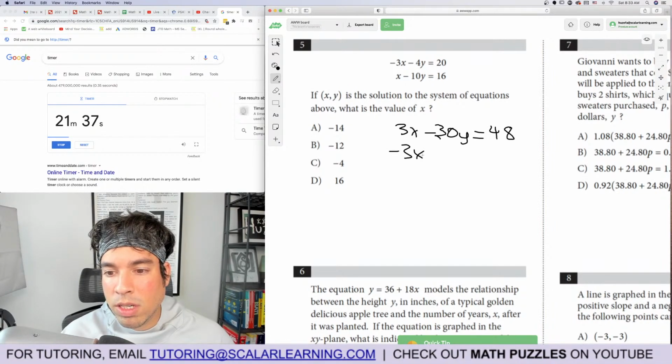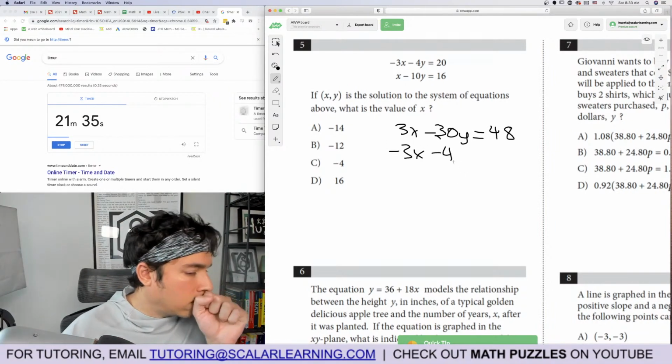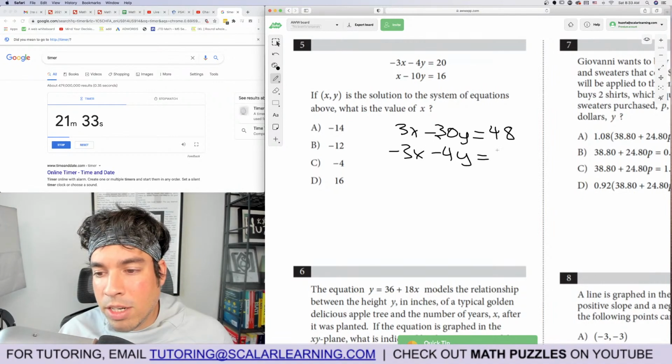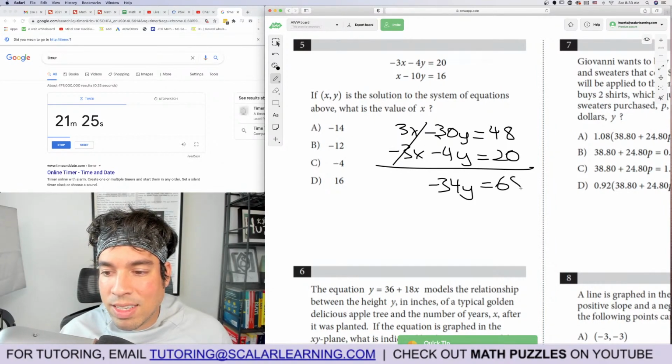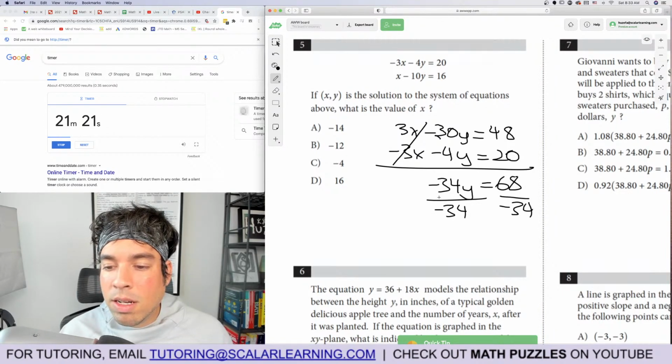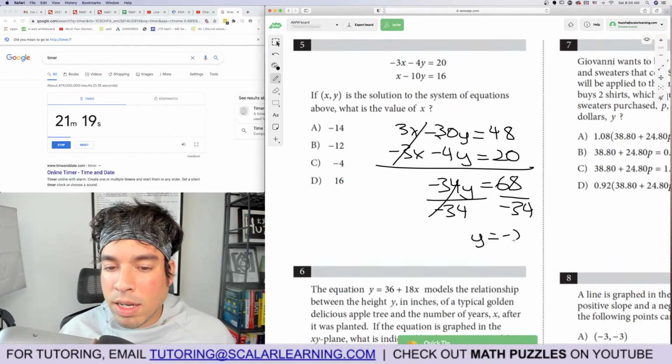Because using elimination, I can now combine these two. These cancel out. I got negative 34y, right? Negative 30 plus negative 4, negative 34y equals 68. Divide both sides by negative 34. And at least now I know that y equals negative 2.